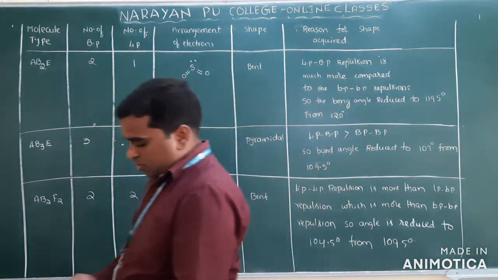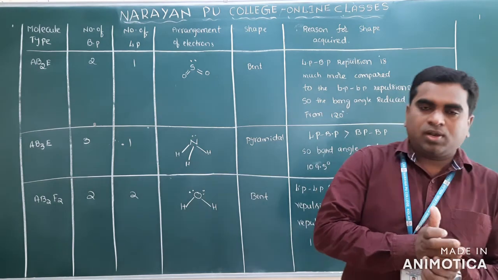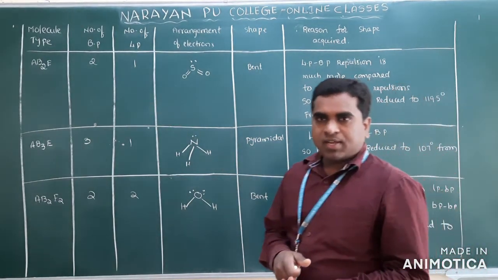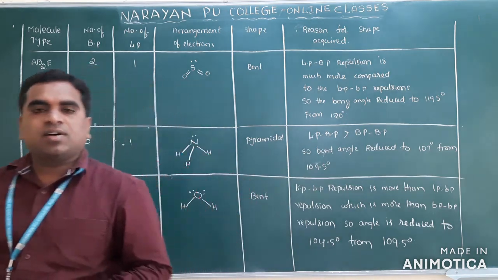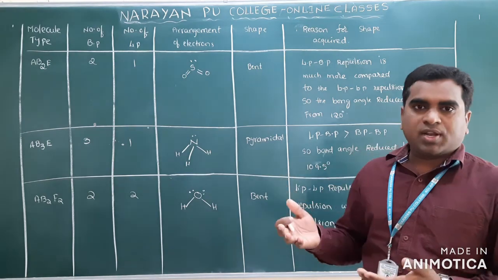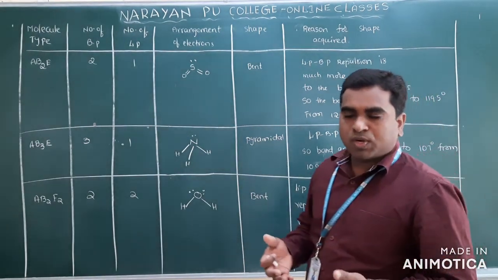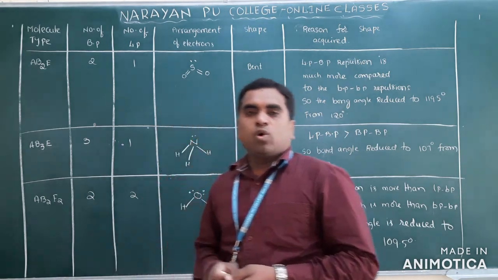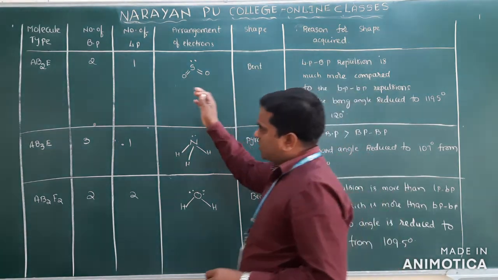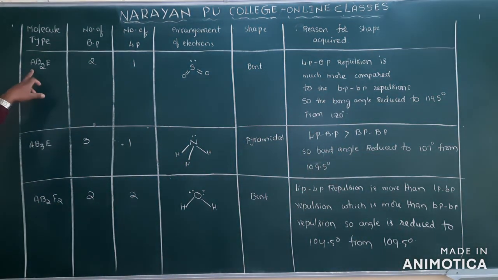So in the last video we discussed the shapes of molecules based on bond pairs. First I gave one table without lone pairs, and the second one where the central atom has lone pairs along with bond pairs, while the first one has only bond pairs, with no lone pairs. Clear? That we have already discussed.